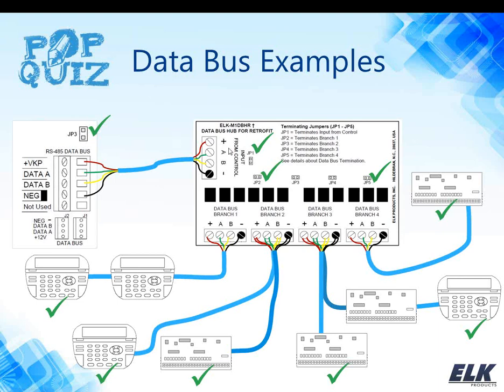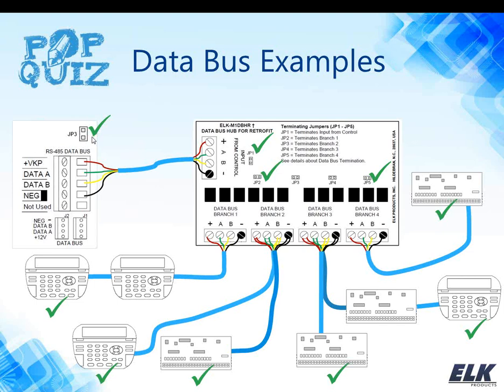So I just want to start in this section here where we have the hub connected to the control. Again, that connection is considered a single run. The JP1 jumper is used to terminate the hub itself, so we want to have that jumper in place. And because the hub is the only thing connected to the control, we also need to have the JP3 jumper in place. So that covers the control and the hub.